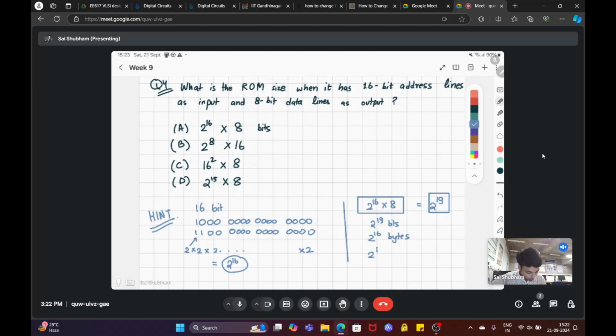So 2 power 10 bytes into 2 power 6. Okay, so this is known as kilobyte. So KB, 2 power 6 is basically 64. So this is a 64 KB memory.